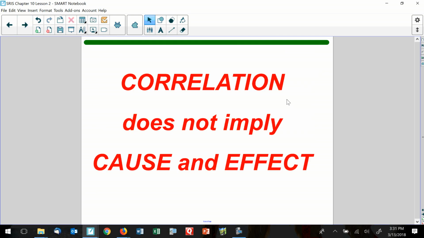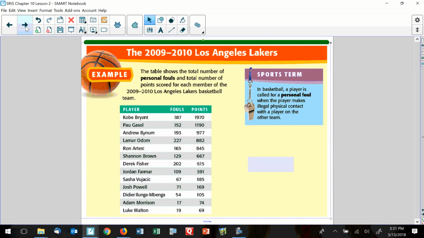Remember one thing, just because there's correlation or association doesn't mean that one thing causes the other. Okay? It doesn't mean longer driving distance causes the ball to be less accurate. It doesn't mean it isn't, but we can't say that just because there's a correlation between two things, one causes the other. Okay?